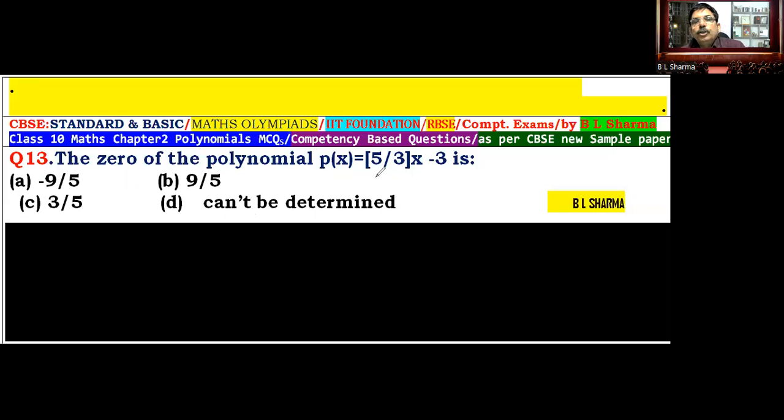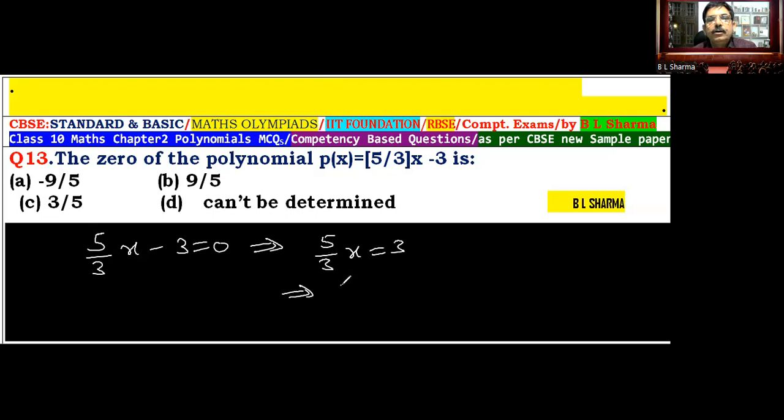The zero of the polynomial 5 upon 3x minus 3 will be, what we do? We put this polynomial equal to 0. 5 upon 3x minus 3 is equal to 0. So 5 upon 3x is equal to 3. On further simplification, 5x is 3 into 3. So x is equal to 9 upon 5. Therefore, the zero of this polynomial will be 9 upon 5.